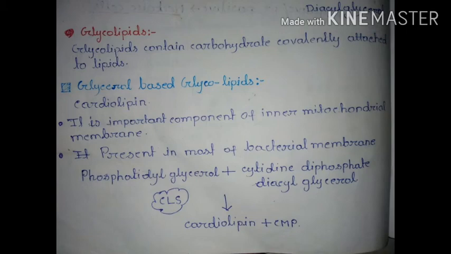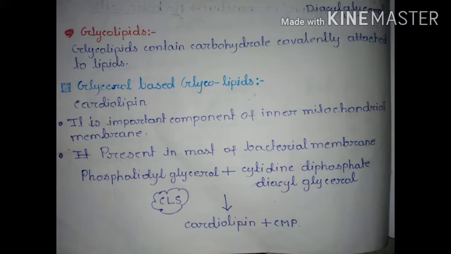Glycolipid. What is glycolipid? As the name suggests, when a carbohydrate residue binds with lipid molecules, it is called a glycolipid. The carbohydrate residue binds with the lipid molecules with a covalent bond. Now we divide glycolipids based on the presence of glycerol and sphingosine. So there is glycerol-based glycolipid and sphingosine-based glycolipid.